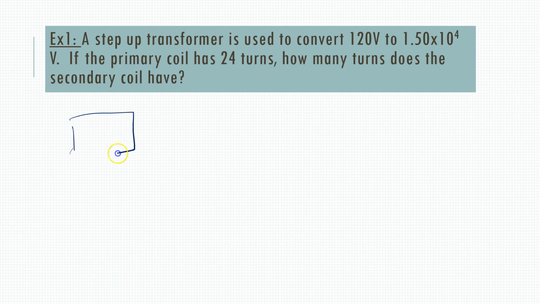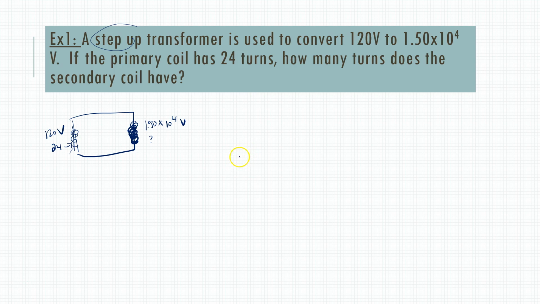So if we picture this again, if it's step up, I'm going to have few turns on this side, and we're going to have a lot of turns on the other side because it is a step-up transformer. We're stepping it up. It is converting 120 volts to 1.50 times 10 to the 4th volts. The primary coil has 24 turns. How many turns does the secondary coil have?